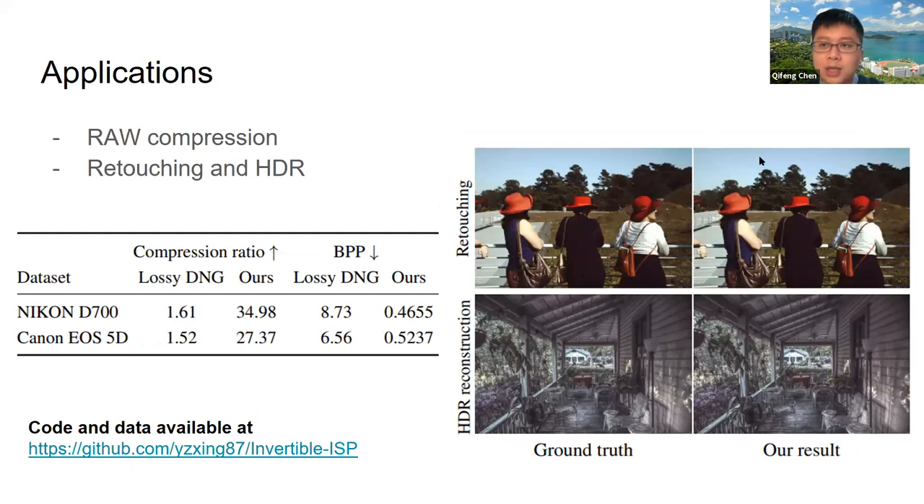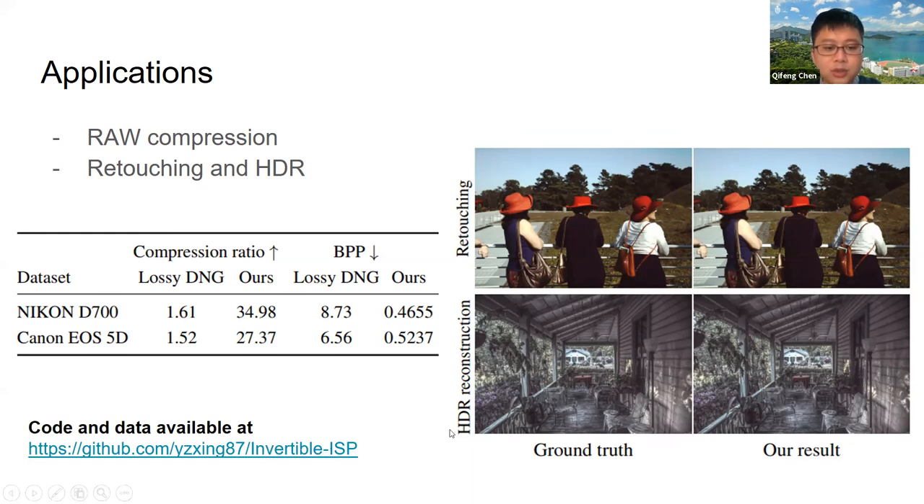So we can enable applications like image retouching and reconstruction. The result will be the same as having the original raw data, but the original raw data can be quite large, while we only need a small JPEG image. So that means we can achieve a very high compression rate. We can achieve about 30x in the compression rate compared to just storing the original raw data.